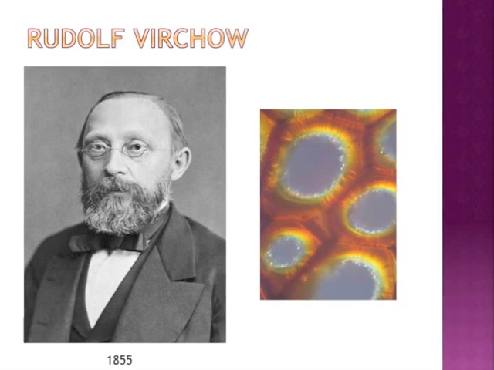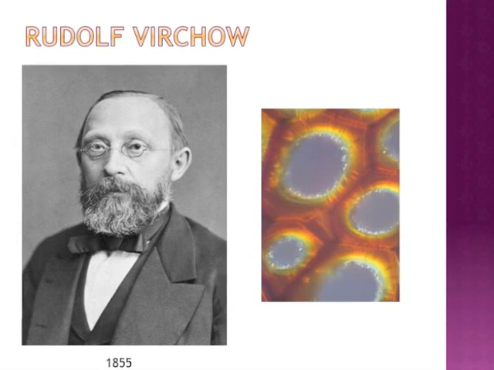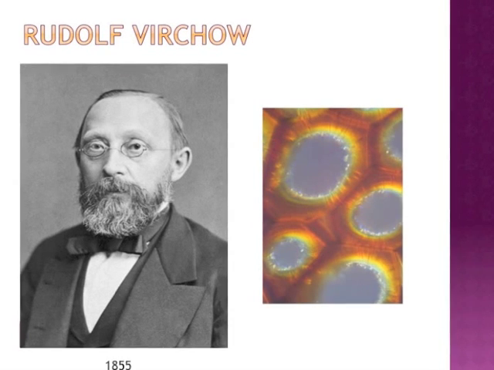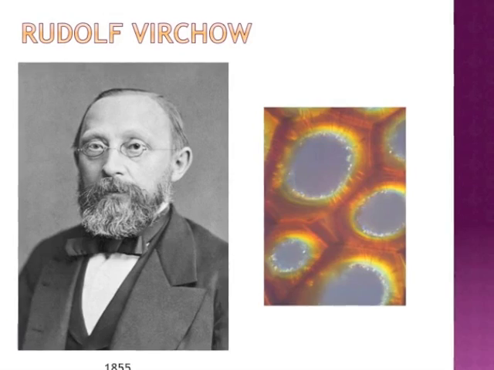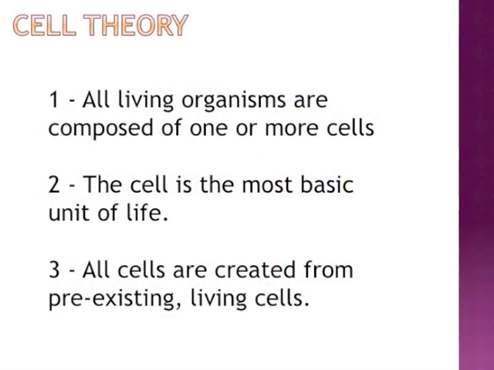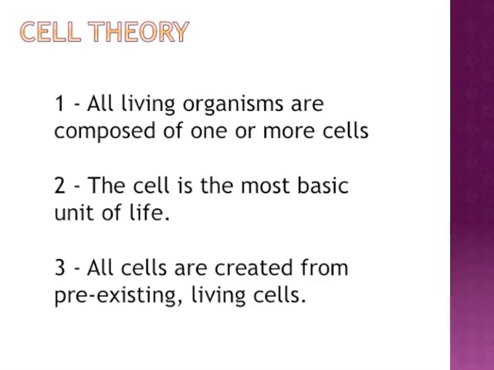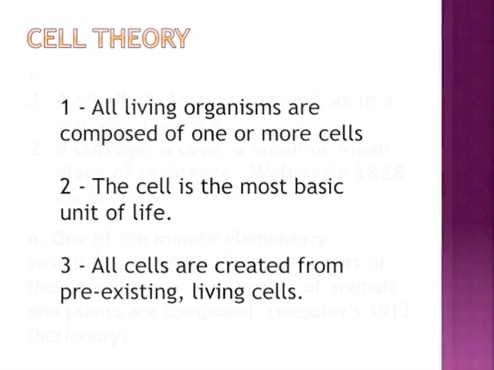Rudolf Virchow, a fellow German scientist, gave the world the third part to the cell theory in 1855. After his research about cells, he concluded that all cells come from other living cells. The work of several scientists over a period of 190 years came together in what is called cell theory.